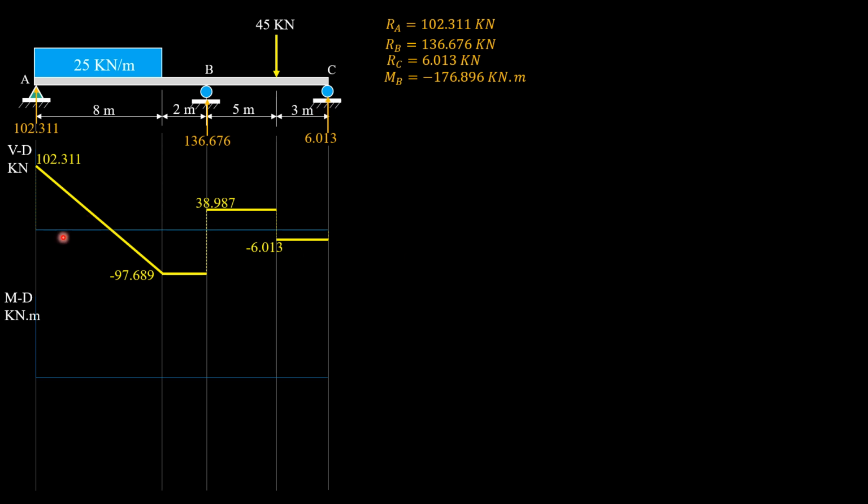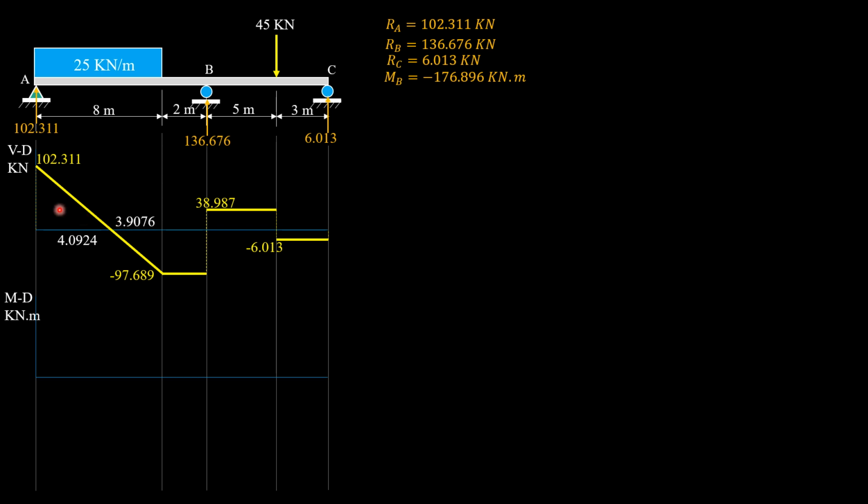So this distance is supposedly found by similar triangles, but the best way is shear 102.311 divided by 25, and that is equal to 4.09924 meters. So this distance is either 97.689 over 25 or 8 meters minus 4.0924, so 3.9076 meters.